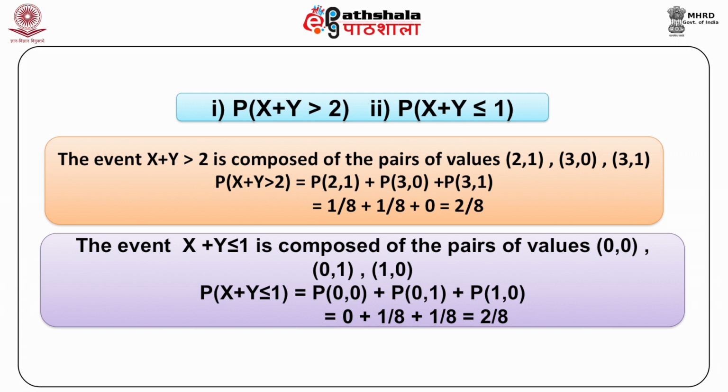Second, the event that x plus y is less than or equal to 1 is composed of the pairs of values (0,0), (0,1) and (1,0). Adding their corresponding probabilities from table 9.2, we get the probability that 1 is greater than or equal to x plus y, which is equal to p(0,0) plus p(0,1) plus p(1,0), which is equal to 1/8 plus 1/8 plus 1/8, which is equal to 2 by 8.